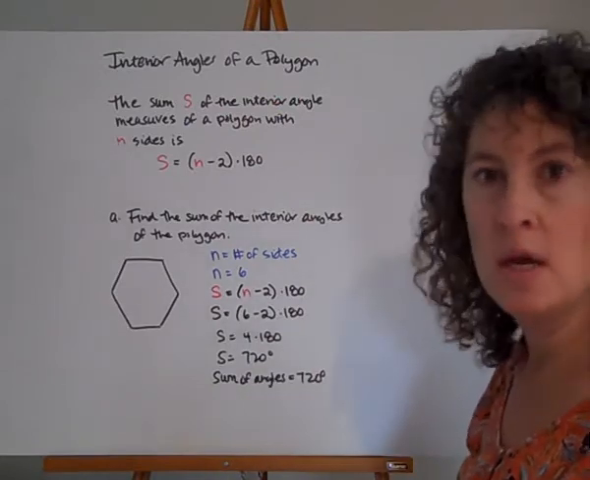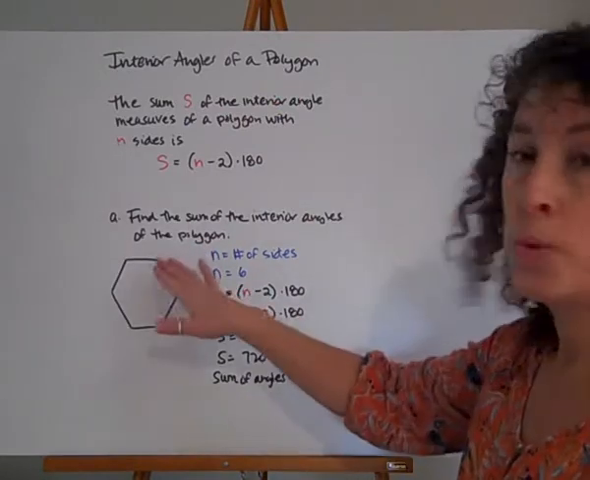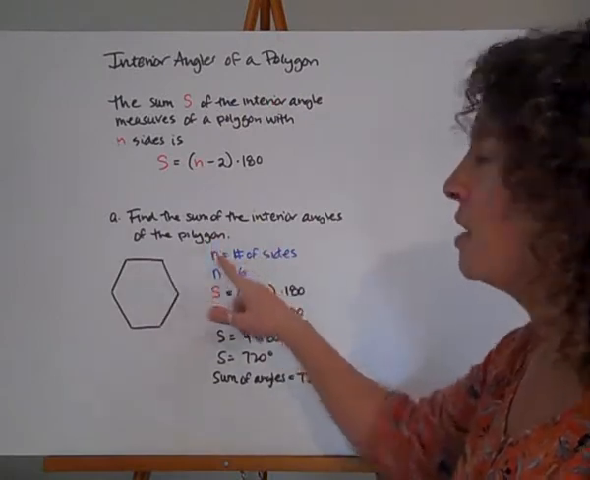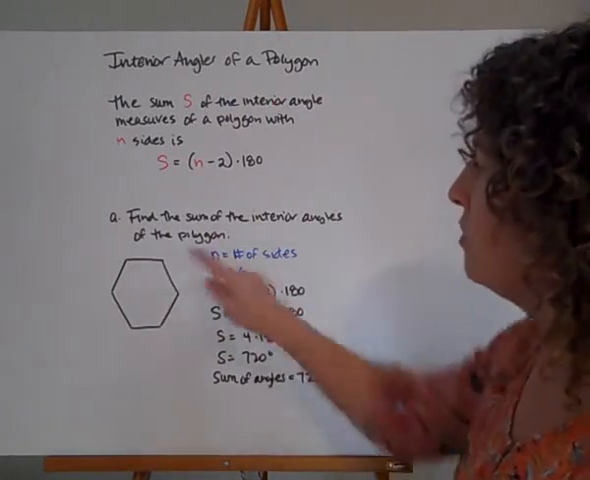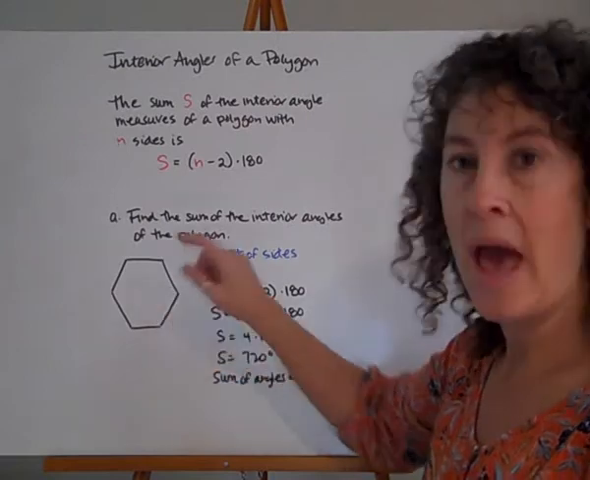We can go up to 100 sides. We could still use it. All right, so let's put it into action. Find the sum of the interior angles of the polygon. So we're looking for what all of these angles add up to.